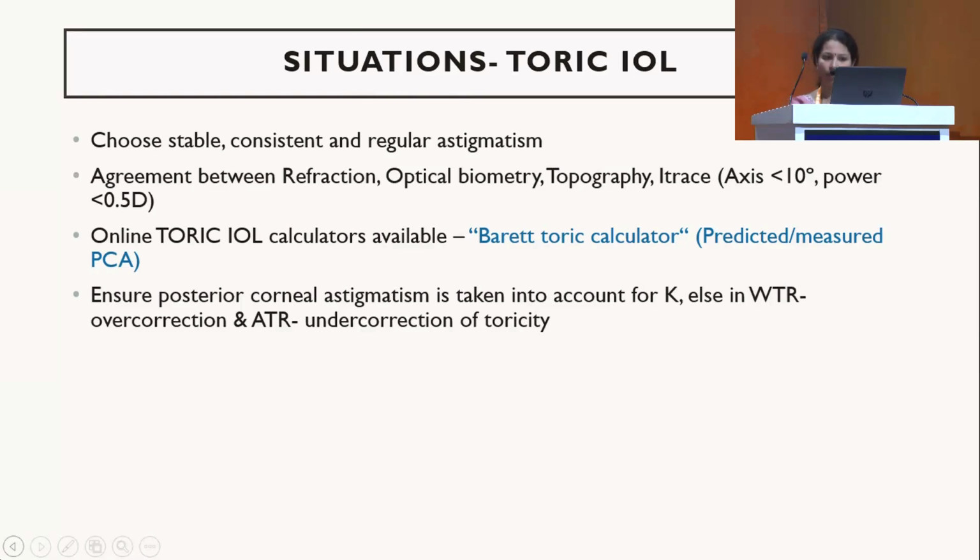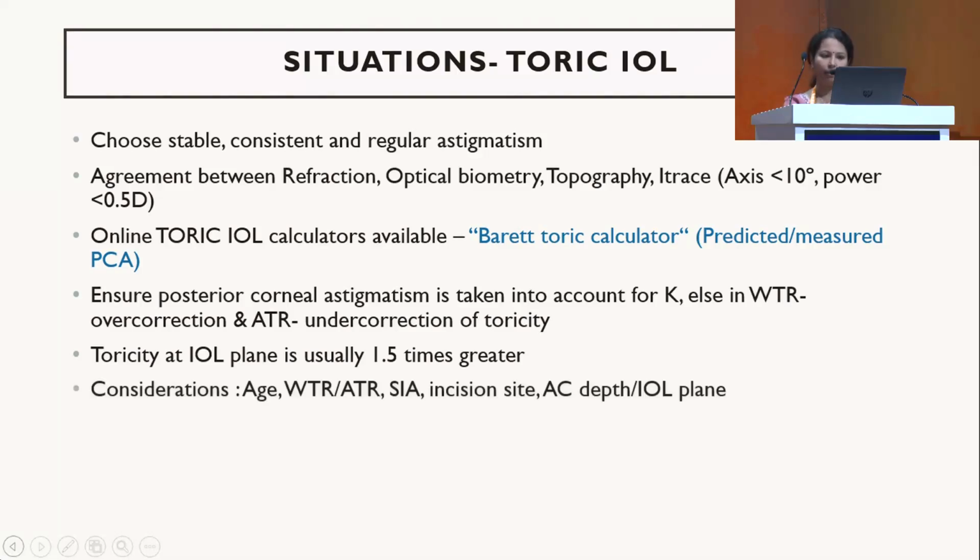Otherwise, with the rule astigmatism we'll end up with overcorrection, and for against the rule astigmatism we'll end up with undercorrection. And always when we calculate the IOL power, the toricity on the cornea is different from the toricity in the IOL plane, and usually the toricity at the IOL plane is around 1.5 times greater than the corneal toricity. Always consider the age of the patient, because young patients usually have with the rule astigmatism and older patients have against the rule astigmatism.